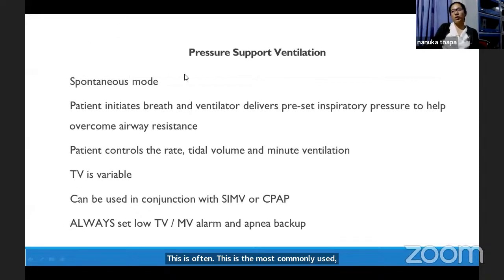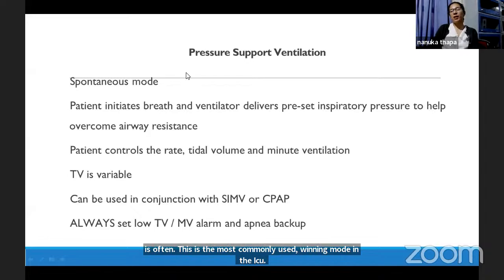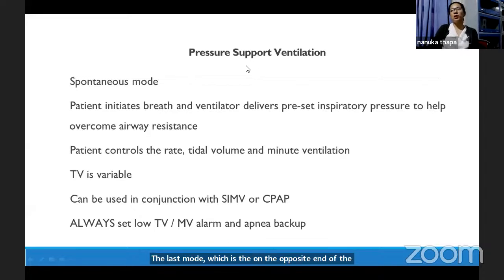The last mode, which is on the opposite end of the spectrum, where the patient has a lot of control over the ventilation, is pressure support ventilation. Here we can see that it is a spontaneous mode. Here the patient initiates the breath, the ventilator sends the breath, and it delivers a preset inspiratory pressure, that is, the pressure support that is set by the ventilator to help overcome the airway resistance and to support the breath. Here the patient controls the rate and the tidal volume, thereby controlling the minute ventilation.